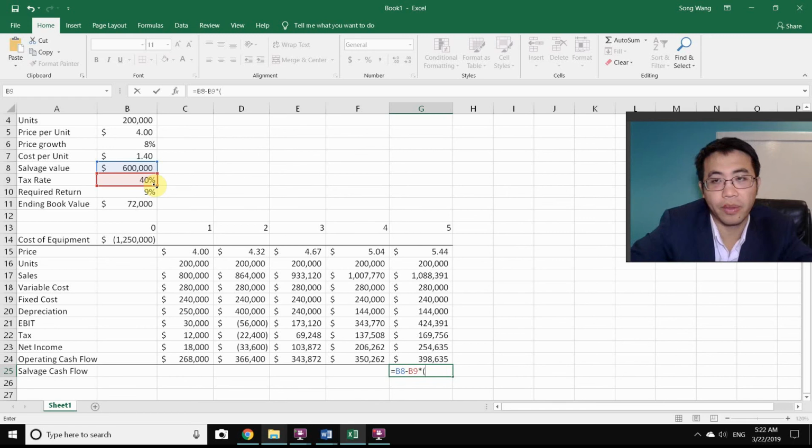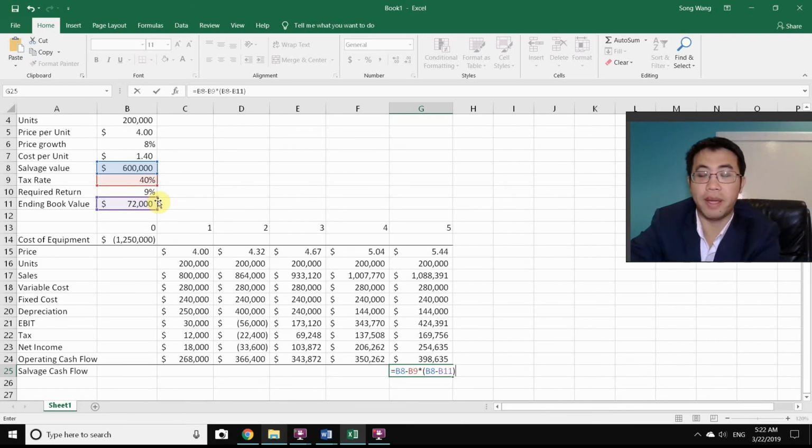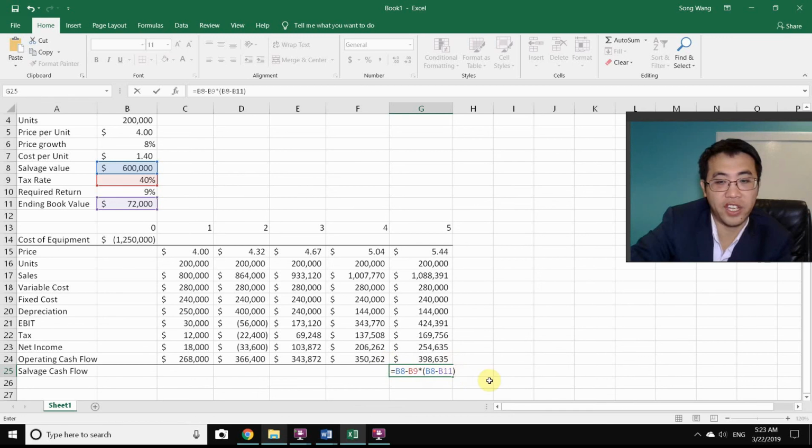So what is capital gain? The capital gain is the money you get for selling the machine in excess of the ending book value. On the book, you report to the IRS that my machine is only worth $72,000, but when I sell it, I'm actually going to sell it for $600,000, way above it. So I need to pay taxes on the difference, and that difference is called a capital gain. So this is your salvage cash flow, which the company expects to receive at the very end when the machine is liquidated.